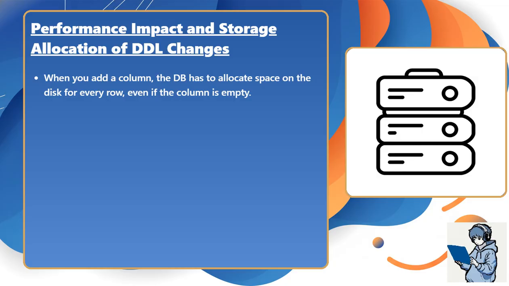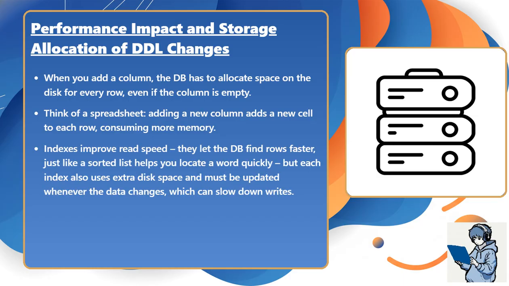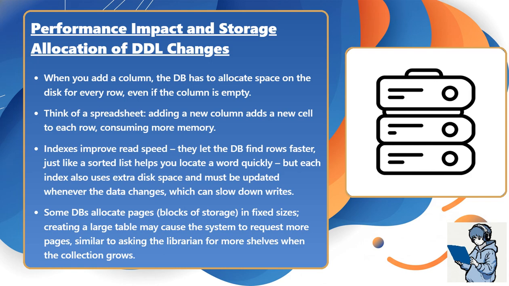Think of a spreadsheet. Adding a new column adds a new cell to each row, consuming more memory. Indexes improve read speed. They let the database find rows faster, just like a sorted list helps you locate a word quickly. But each index also uses extra disk space and must be updated whenever the data changes, which can slow down writes. Some databases allocate pages, blocks of storage, in fixed sizes.